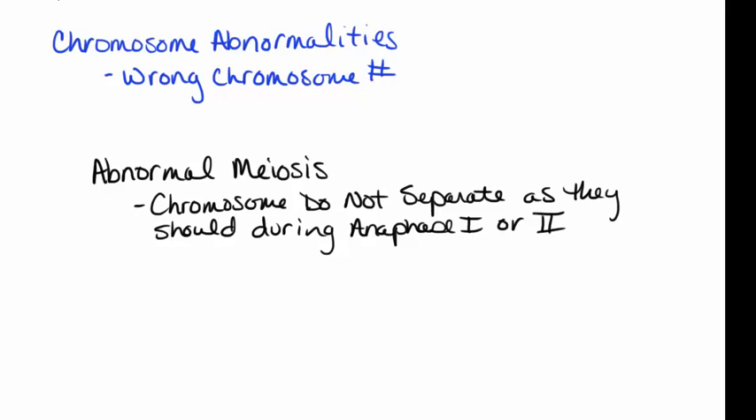So we do have a name for this inability or this inconsistency to pull apart. This is called non-disjunction. So non-disjunction would just be this failure to separate. And again, the end result is going to be that we end up with a cell that has too many chromosomes inside of it.